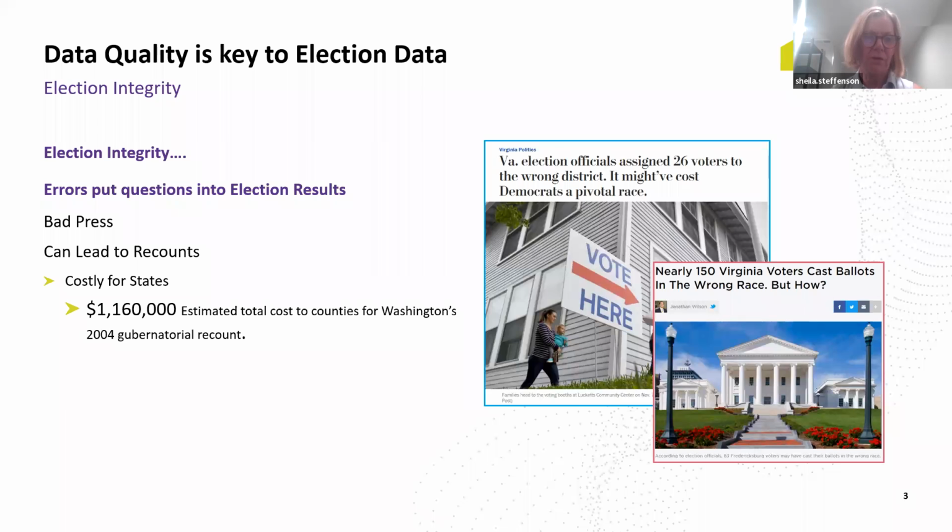The example given there, I think we've seen a number of them over the years, but in this one particular one, Washington's 2004 gubernatorial race, costing pretty close to $1.2 million because of having to do recounts and those sorts of things. So it is no trivial matter, and the quality of election data is really critical.